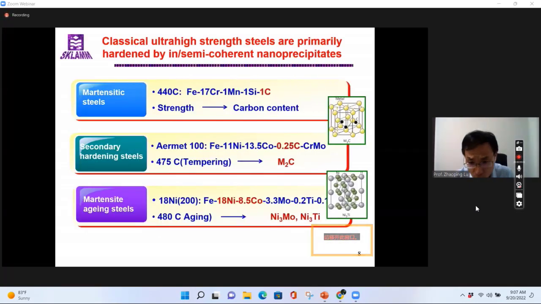So that's exactly what has been done in the past. Classic ultra-high strength steels are primarily hardened by incoherent or semi-coherent particles. They are carbide or Ni3Mo, as I just mentioned before.